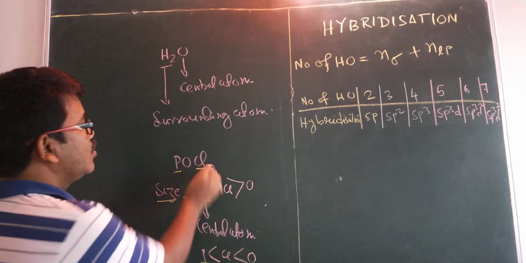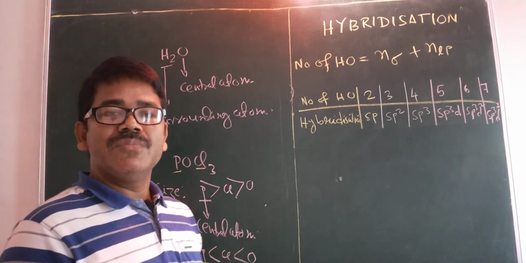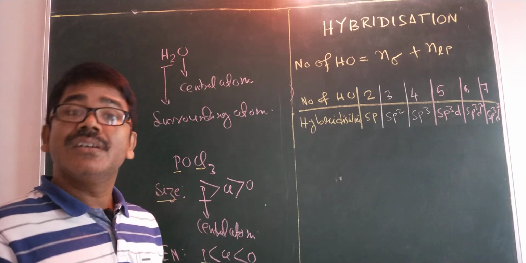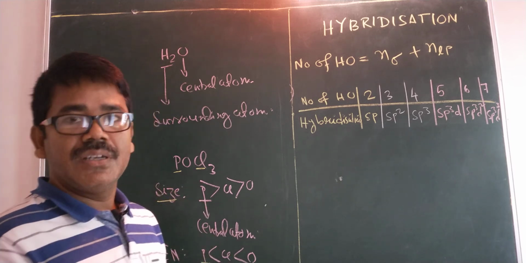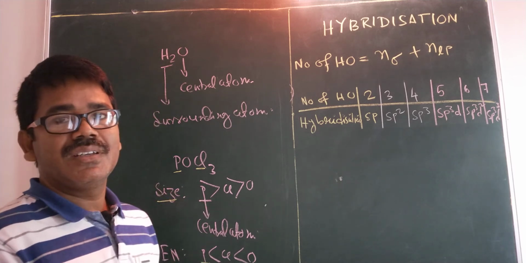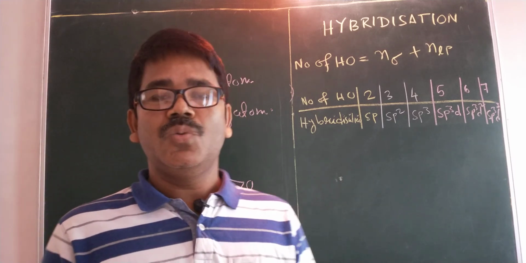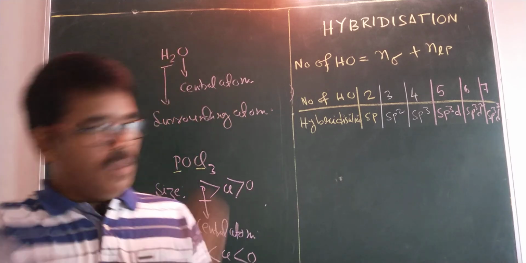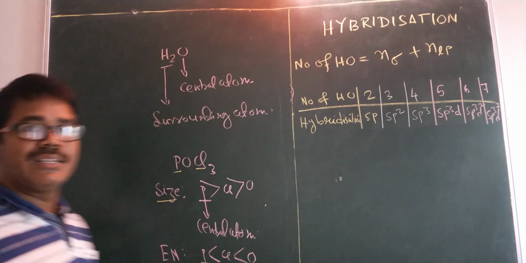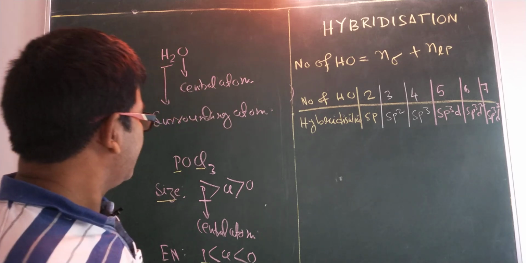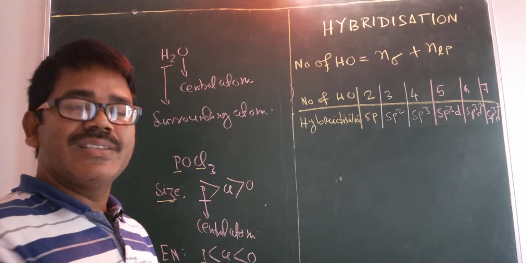Chlorine atoms are monovalent, but oxygen, when it acts as a surrounding atom, is bivalent. When it acts as a surrounding atom, it forms two bonds with the central atom: one bond is sigma, the other bond is pi. Okay, clear how to find the central atom and surrounding atoms?